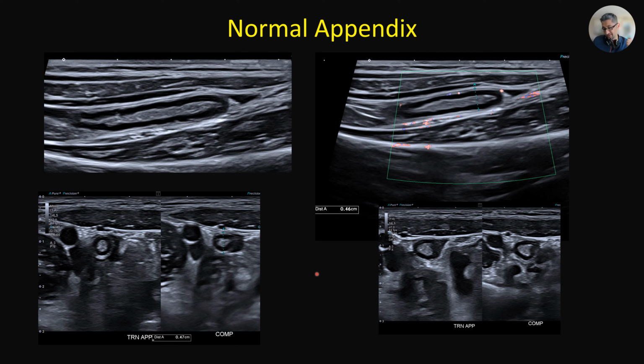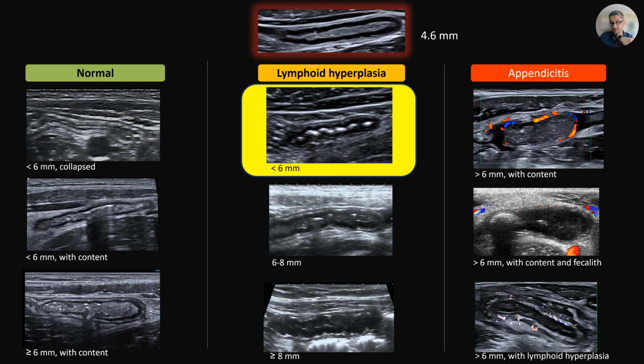also depending on the sonographer. If the sonographer exerts significant pressure, you can see the compression. If not, you may not. So this patient falls into the first category with lymphoid hyperplasia measuring under 6 millimeters.